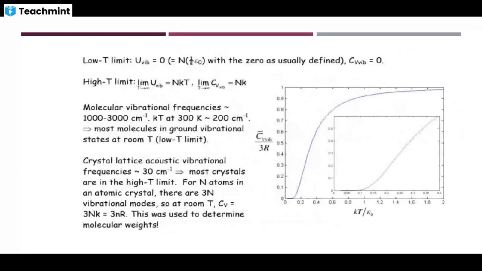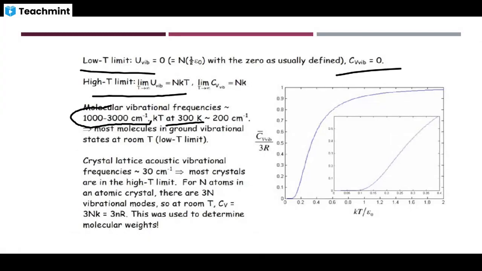So at the low temperature limit, U vibrational equals 0, and with 0 as usually defined, Cv also equals 0. At the high temperature limit, U internal vibration equals nkT and Cv equals nk. Molecular vibrational frequency is usually in the range of 1000 to 3000 centimeter inverse. kT at 300 Kelvin is 200 centimeter inverse. k is the Boltzmann constant, T is temperature. If you multiply these two values, you get 200 centimeter inverse. So it is very low.